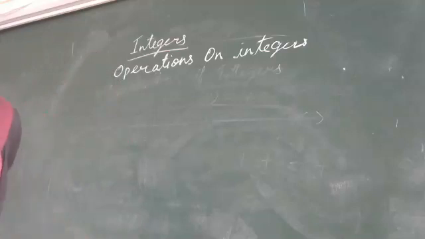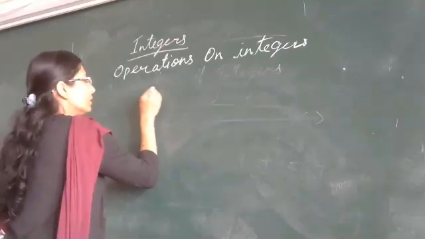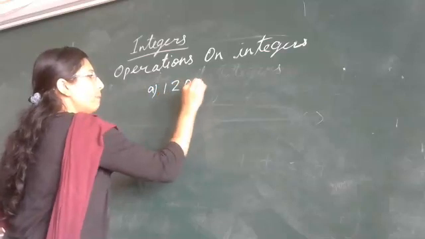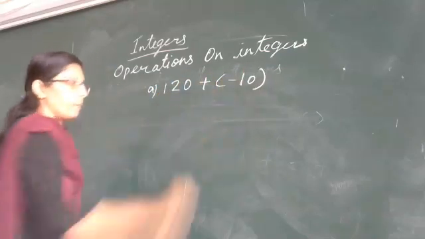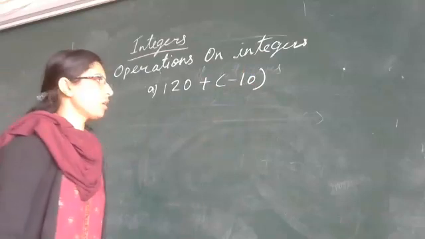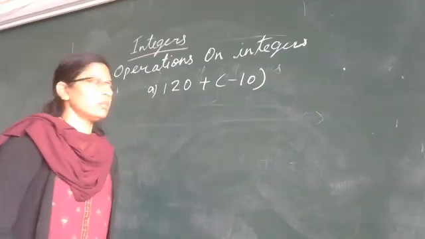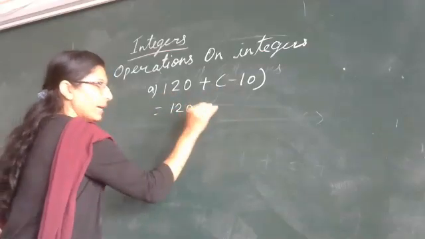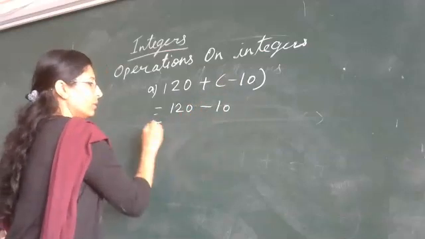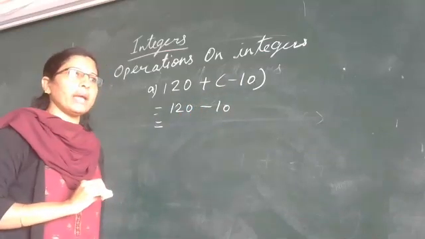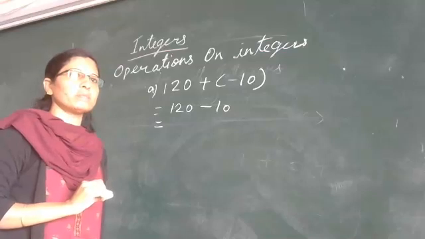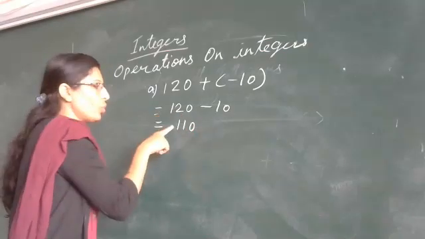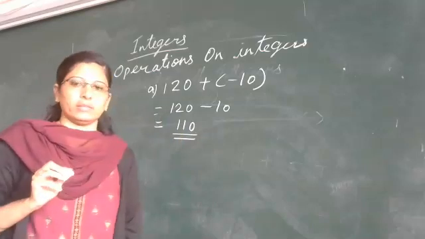First I'll ask you. 120 plus minus 10. Minus 110? So what do you do? 120 plus minus 10. 120 minus 10 is 110, and the greater number is having plus sign. So your answer will come with plus sign.